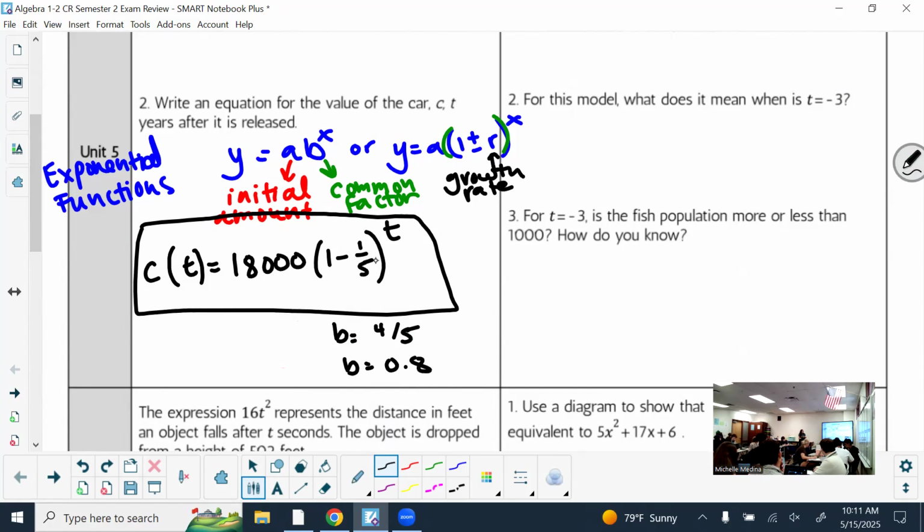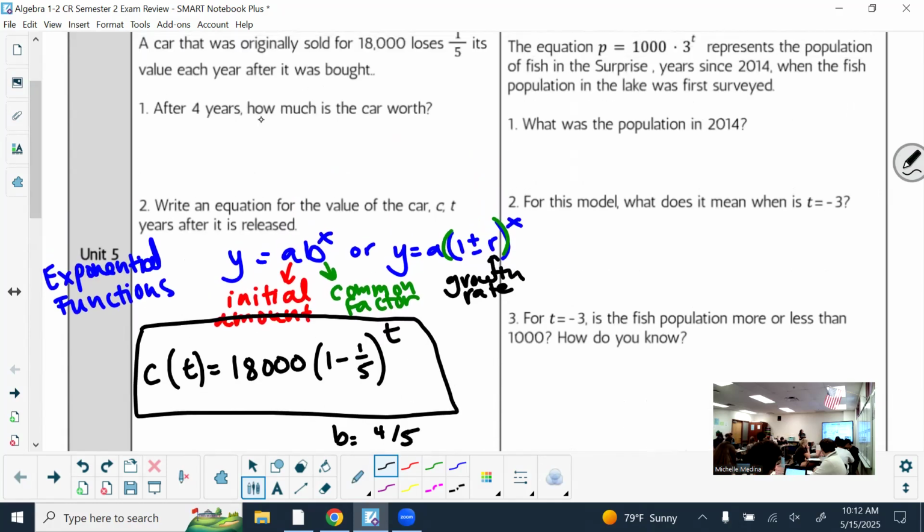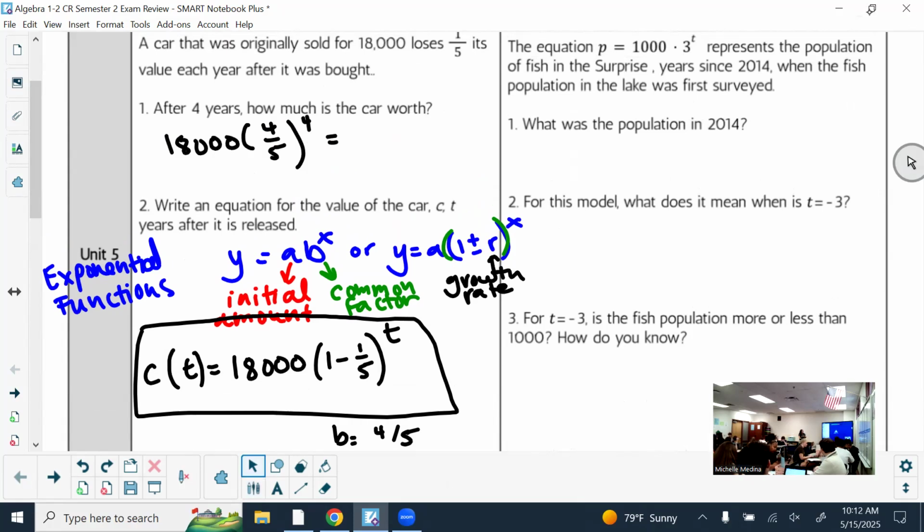Right, but it needs to be something where I just plug in the number here, and it'll give me the value of the car. So when we go back to part 1 and it says, how much is the car worth? All you have to do is plug in for your t value. What do I need to plug in if I want to know for after 4 years? Then I plug in a 4. And then use the calculator for the rest.